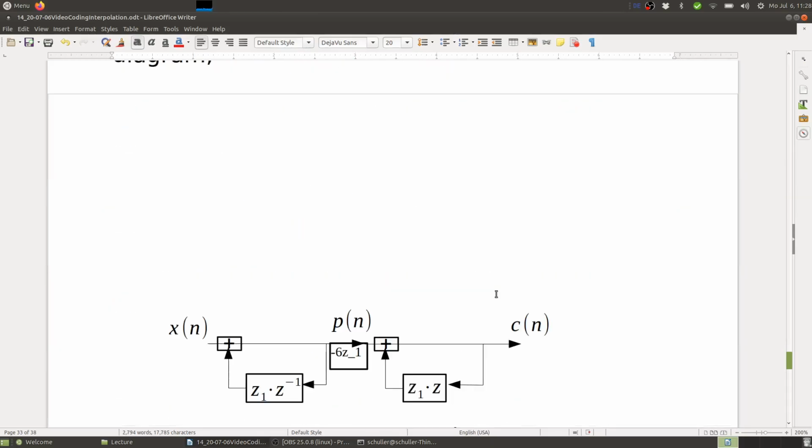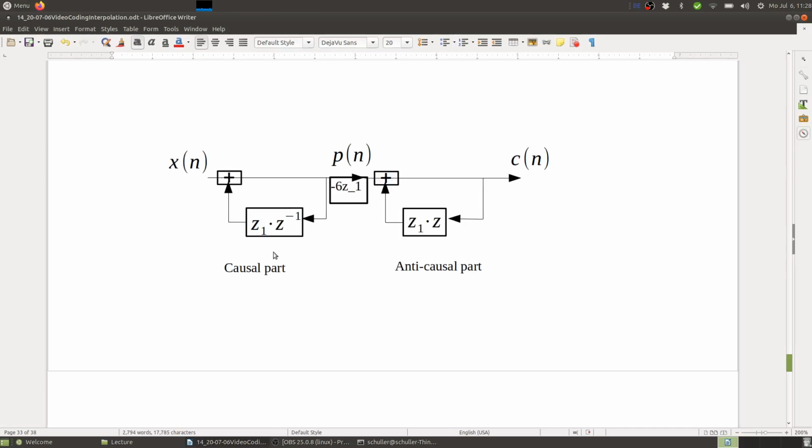Right? So the total structure can be seen here in this diagram. We start with our image x, the pixel value is x of n. Let it go through this first order IIR filter here with this loop. Then have the constant here, multiply p of n with this constant. And then again we have this IIR filter now just going backwards, in the opposite direction. And this, as a result, gives us our C of n, the compensated image, to which we now can apply our spline interpolation.